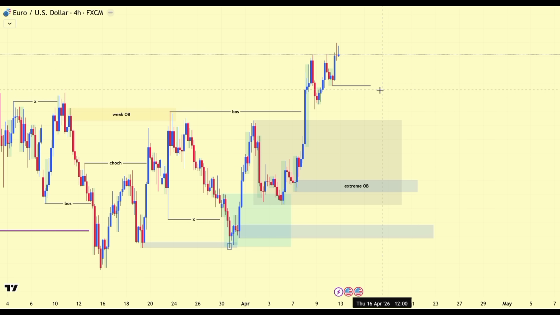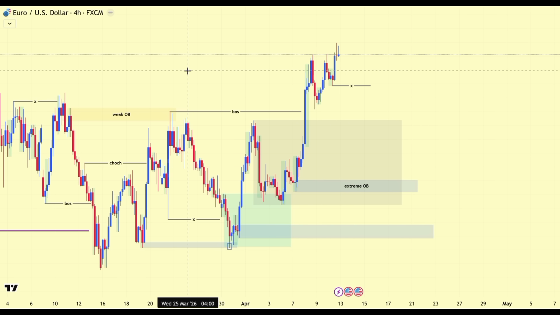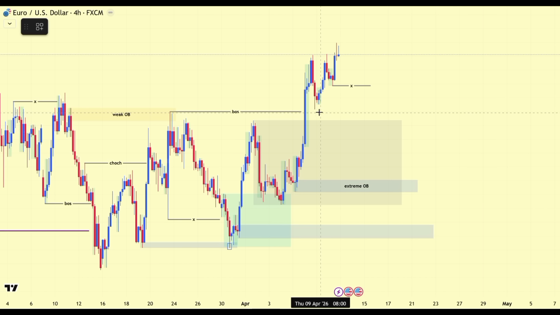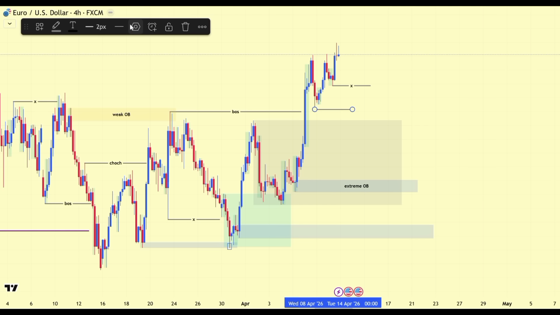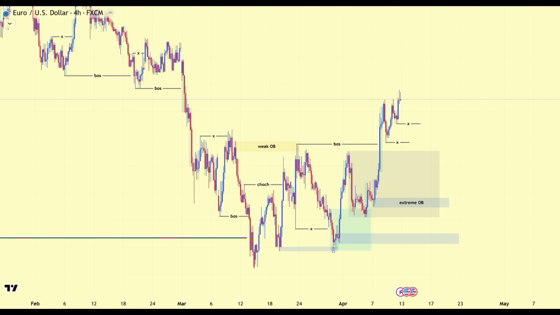Okay, so now here we have it, our major inducement, and of course we have our engineering liquidity. So we have these zones, price looking forward to take. So there we have it. And of course, where will price be reversing from?